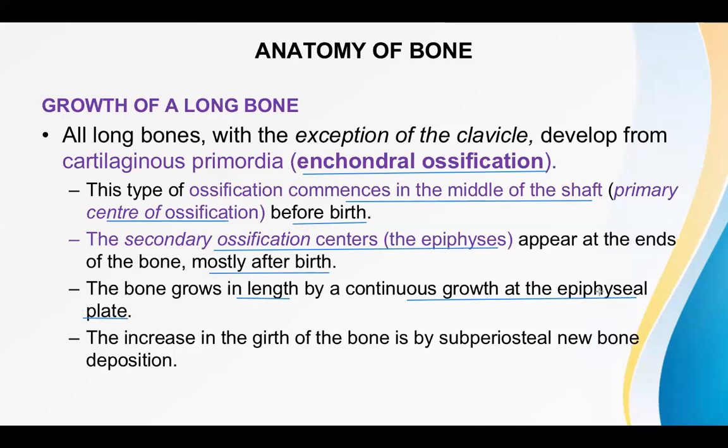Okay. Now, if you analyze the different parts of the young bone, you already know the ends are epiphysis, middle is diaphysis, okay, there is metaphysis, and in between the metaphysis and epiphysis, there is epiphyseal plate of the cartilage. So that is the place where bone continuously grows. But the girth of the bone, girth means the width and the breadth of the bone, is increased by subperiosteal new bone deposition, quite naturally, because this is all about the width of the bone.